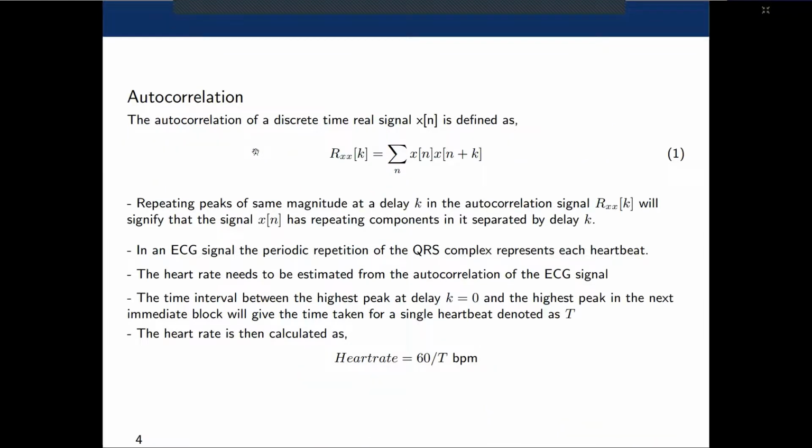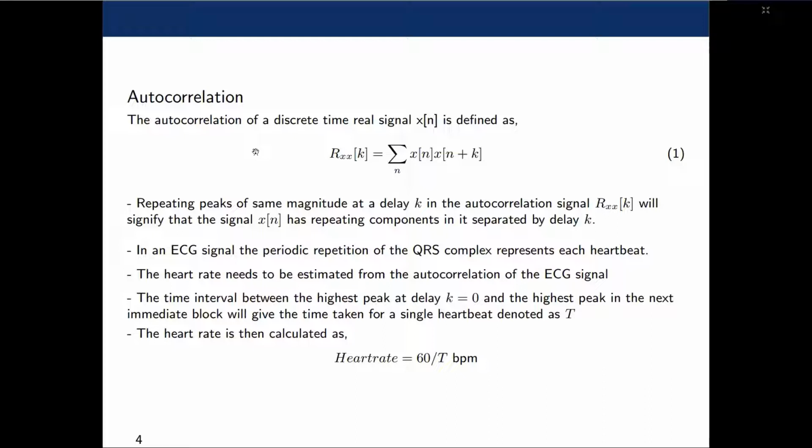Now, autocorrelation of a discrete time signal x of n is defined as summation over n of x of n into x of n plus k. Repeating peaks of same magnitude at delay k in the autocorrelation signal will signify that the signal x of n has repeating components in it, separated by delay k.